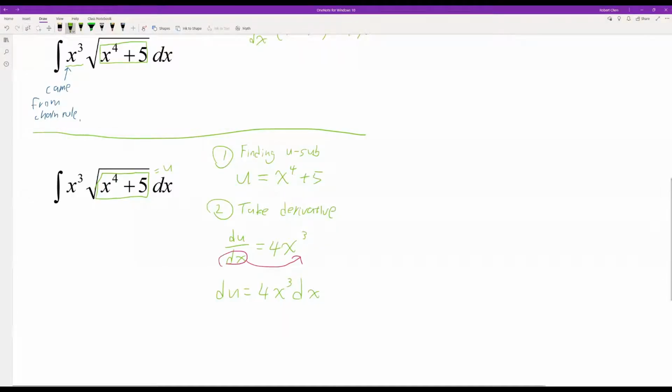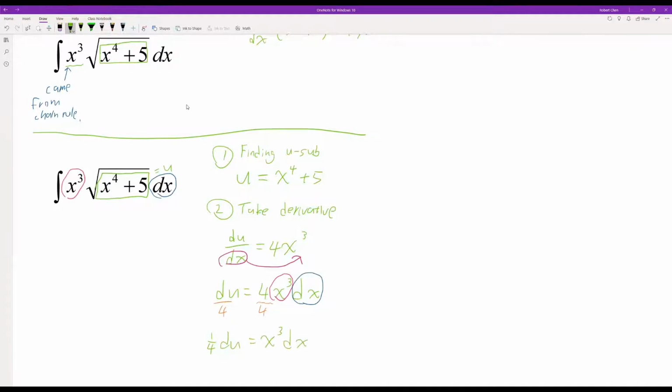All right, so we can see that we have the x cubed, and we also have the x cubed, and we have the dx here. And whatever we don't have in common with the integrand, we're just going to divide to the left-hand side, right? For example, this extra 4 that we have on the right-hand side of the equation, we're going to divide that to the left-hand side. Okay, that means we have 1 over 4 du is equal to x cubed dx.